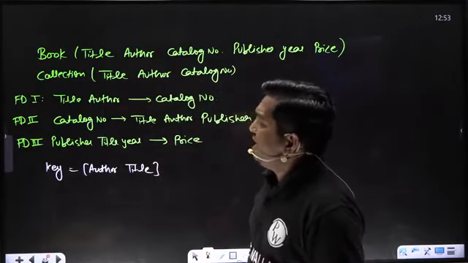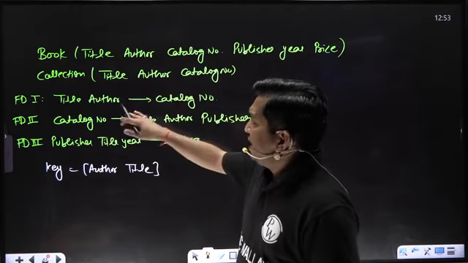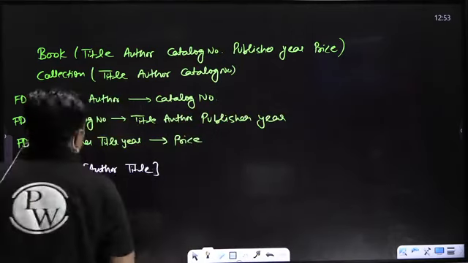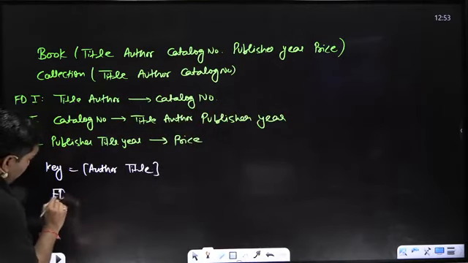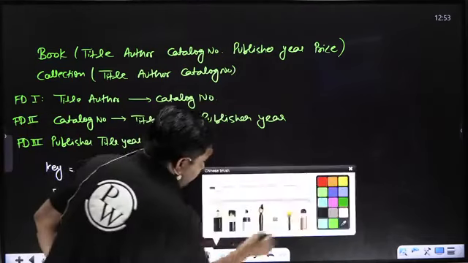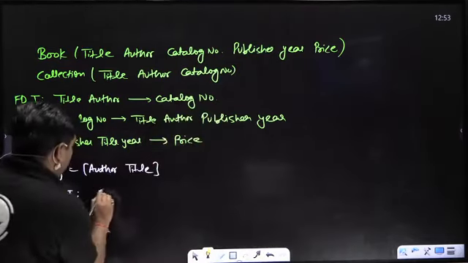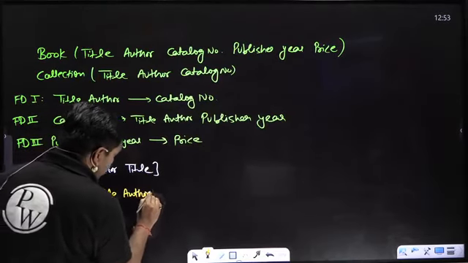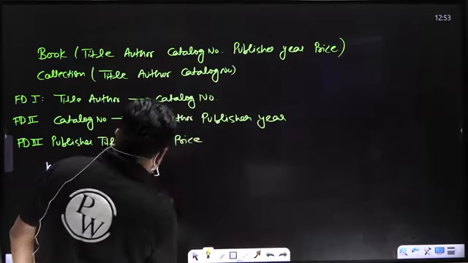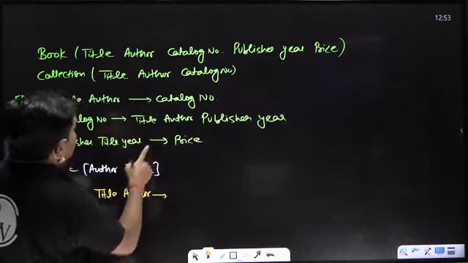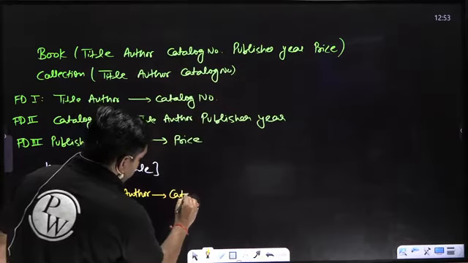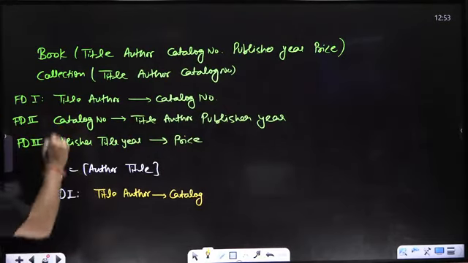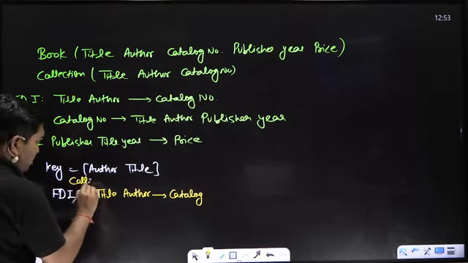So here you can see FD number one is title, author determine catalog number. FD number one, my dear. So you can see this belongs to the collection schema.